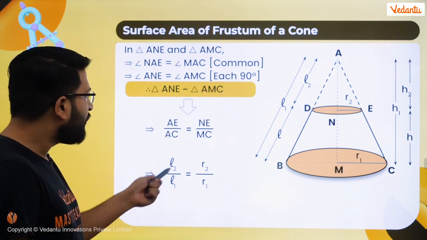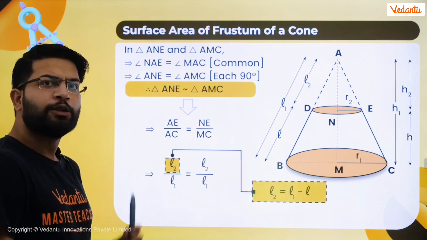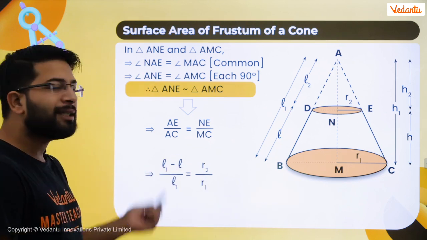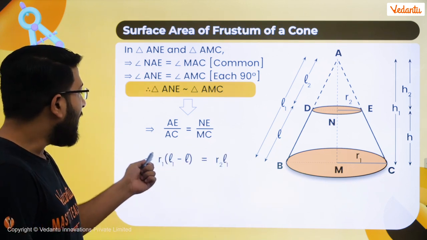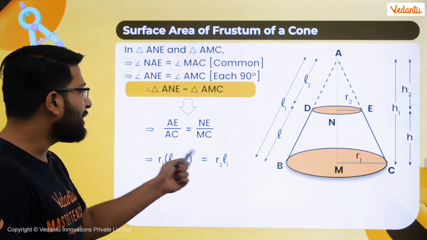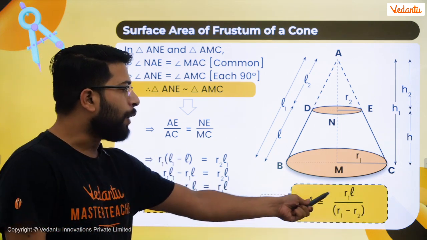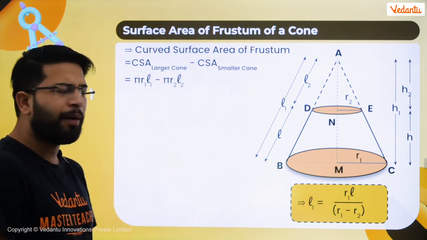So now champ, again from here we can get the relation, but we don't want L2. So we can replace L2 by L1 minus L, and the same relation we will get just like the volume case. So from here, I will get the relation between R1, R2, L1 and L. So we can write L1 equal to R1 L upon R1 minus R2. Now again the same formula.